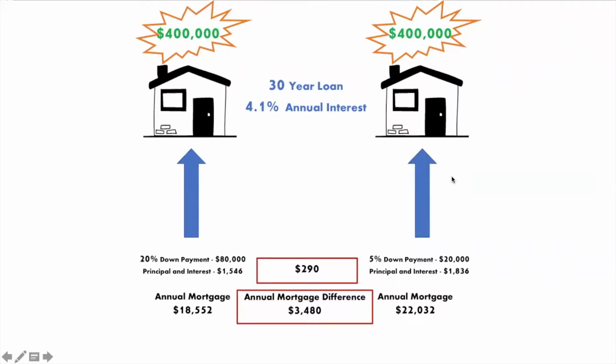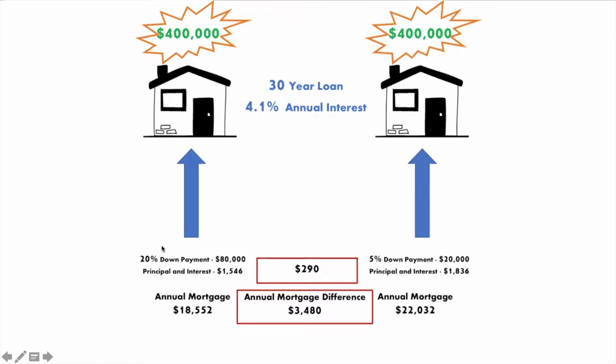Here's a quick example going over the difference in down payments you can make and how that affects your monthly mortgage payments and also how appreciation factors into that equation. So for this example, we're going to be looking at a house that's priced at $400,000. And assuming that you're going to need financing, we're assuming a 30-year loan with a 4.1% interest rate.